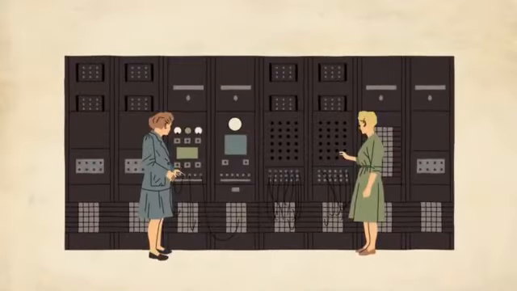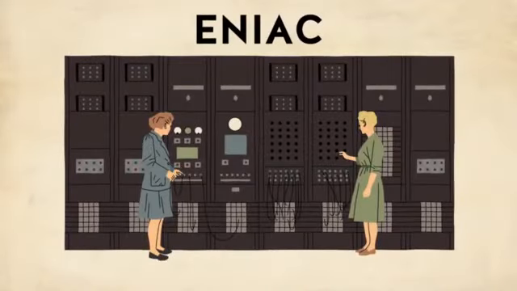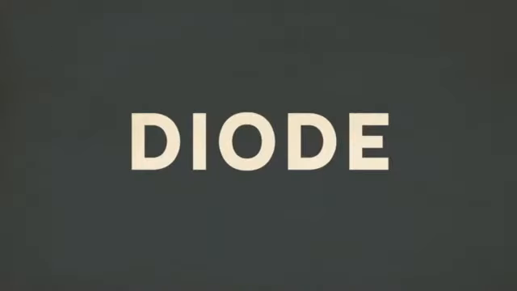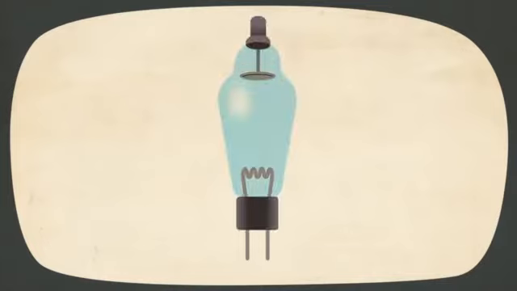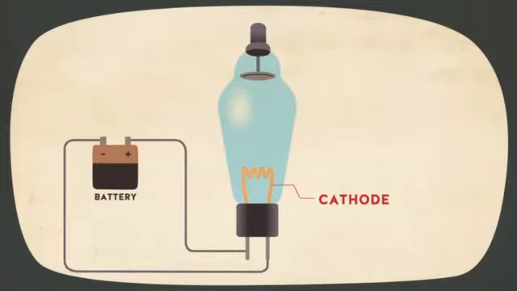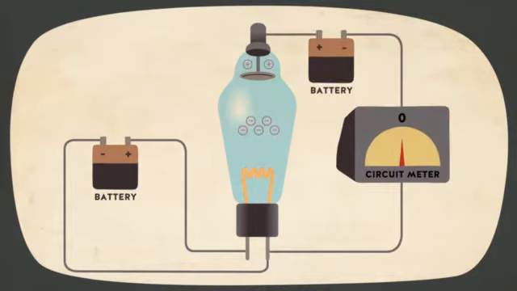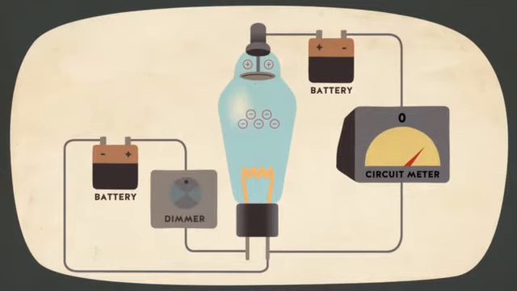Early electronic computers like the ENIAC used a device called the vacuum tube. Its early form, the diode, consisted of two electrodes in an evacuated glass container. Applying a voltage to the cathode makes it heat up and release electrons. If the anode is at a slightly higher positive potential, the electrons are attracted to it, completing the circuit. This unidirectional current flow could be controlled by varying the voltage to the cathode, which makes it release more or less electrons.